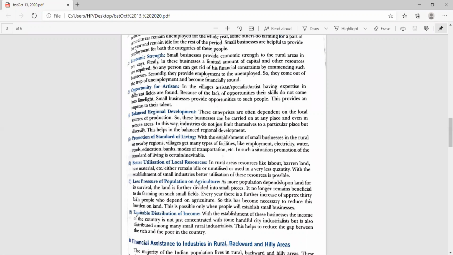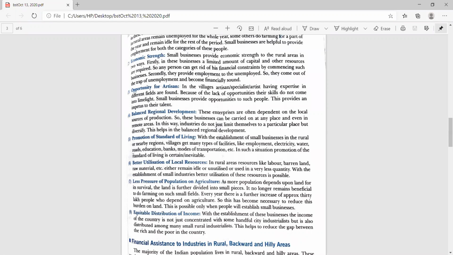Balanced regional development. These enterprises are often dependent on local sources of production. So what happens in that case? Whenever a new business starts in a rural area, they also assemble resources from the nearby area. This is also helpful to develop that particular region, so it is helpful in regional development. In this way, industry does not just limit itself to a particular place, but diversifies. It also helps in balanced regional development.